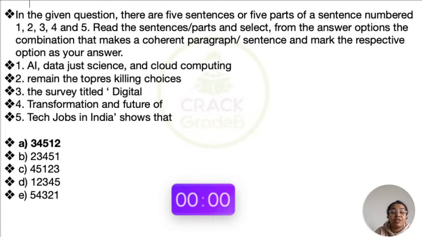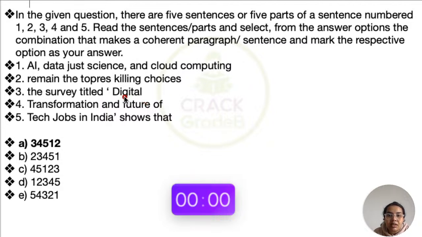Good job, guys. We want speed in this topic. In your exam, you have to make sure you maintain speed if this topic comes. AI, data science, and cloud computing remain the top skilling choices. Wow, this makes no sense on its own. The survey title is important.